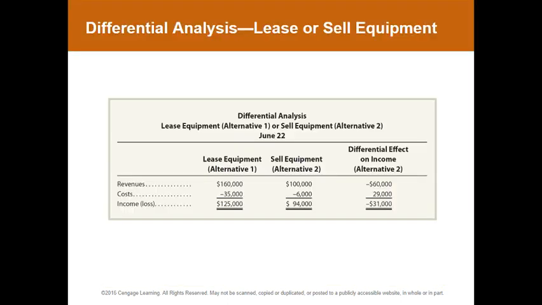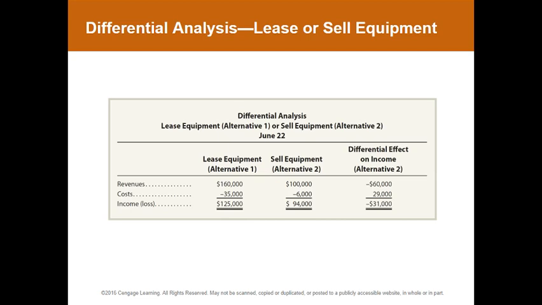So here we have a differential analysis on that. If we were to lease the equipment, just let somebody rent it from us, we would have revenues of $160,000. There would be costs associated with the maintenance and repair, property taxes, etc. on the equipment of $35,000, giving us an income of $125,000. If we were to sell the equipment, have it all said and done, we would receive $100,000 for that equipment. There'd be $6,000 worth of costs in the sales commission, and then $94,000 worth of income or loss.